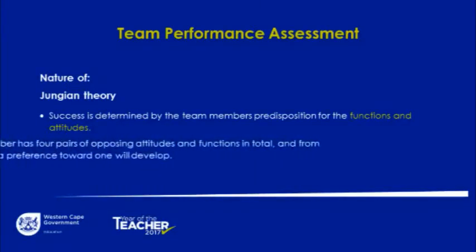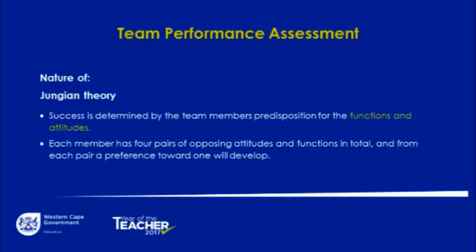Then each member has 4 pairs of opposing attitudes and functions. So what are these 4 pairs? Firstly, sensation, which is using your 5 senses. Then intuition. This is the knowledge without observing. That means your gut feeling. So when making a decision, you go with your gut, whether the decision is the correct one or not. If your gut tells you to do it, you're going to do it.